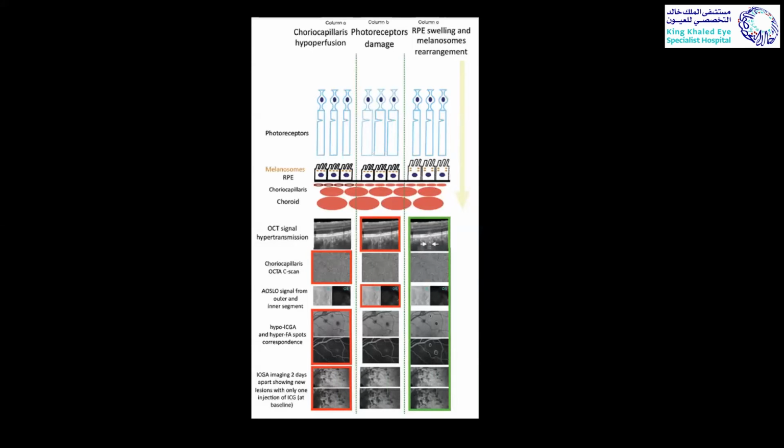In column A, you see that the choriocapillaris theory is not true, because the angio-OCTs can show a normal choriocapillaris. The other thing is that the hypofluorescence in the ICG corresponds exactly to that in fluorescein angiography, and more lesions appeared 2 days after the injection of the ICG, and that cannot be explained by choriocapillaris shutdown.